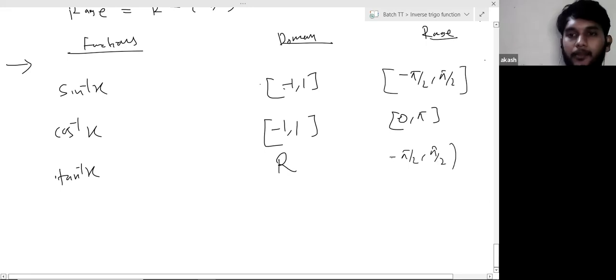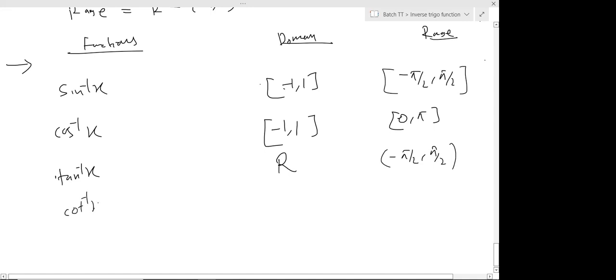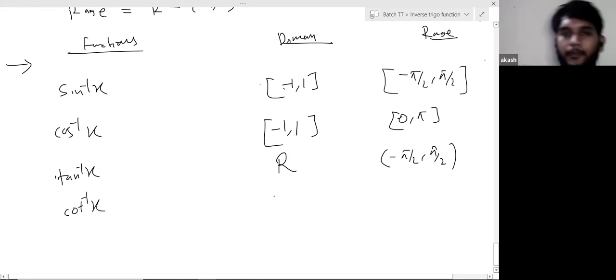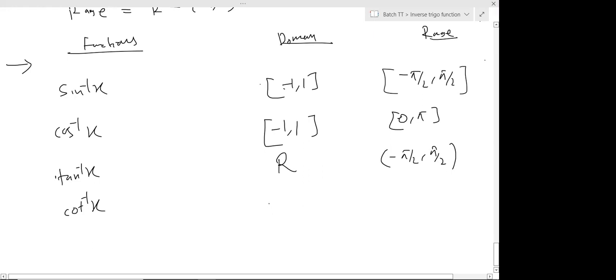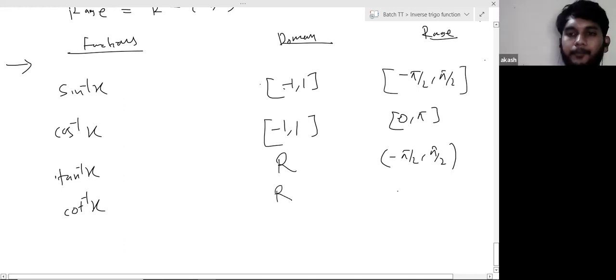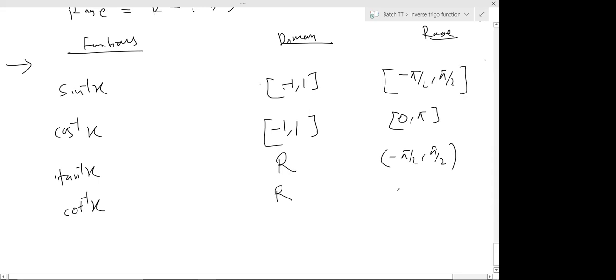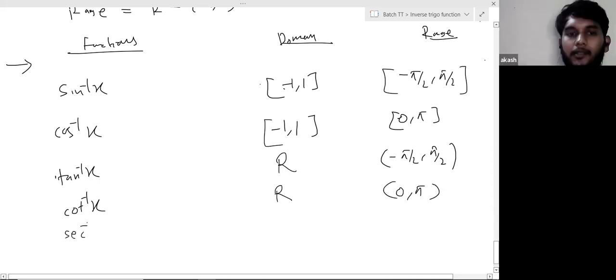And open brackets, right? Yes, always say brackets. Minus pi by 2 to pi by 2 open brackets. For domain also, minus infinity to infinity, open brackets, right? Okay. So cot inverse x, domain is all the real values, and range is 0 to pi, open brackets. Absolutely right.